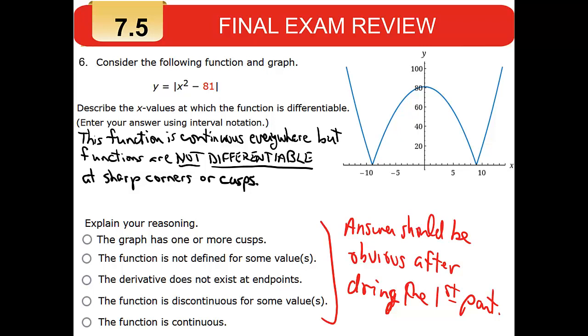Same sort of idea here as with the others. The graph is already given to you. Continuity implies that you can graph it without picking your pen up from the paper. But differentiability is a little stronger condition, and you don't have differentiability when you have, among other things, a sharp corner or some kind of cusp.